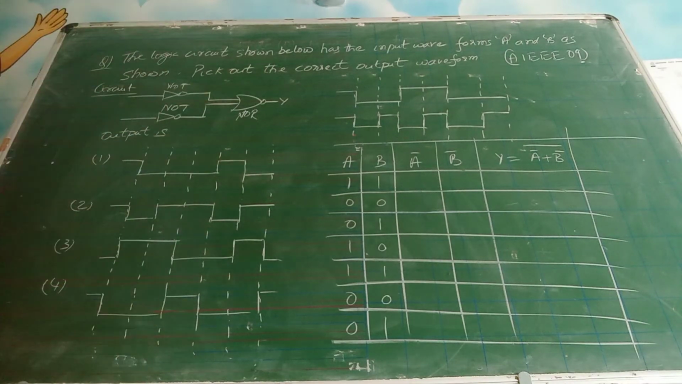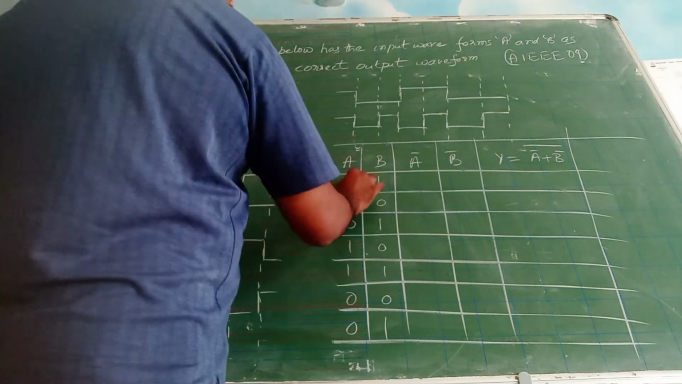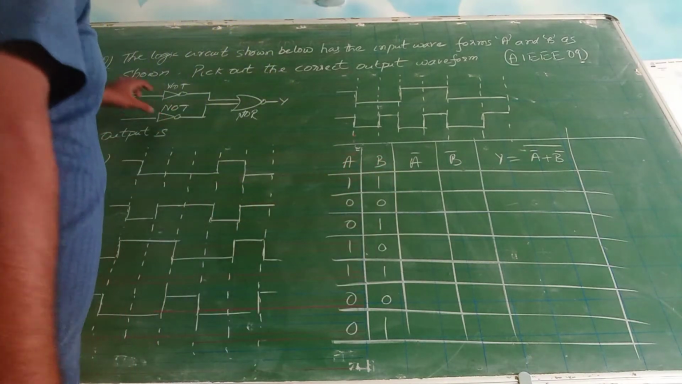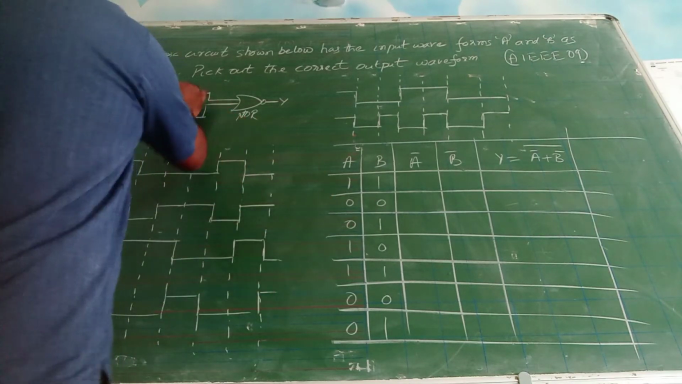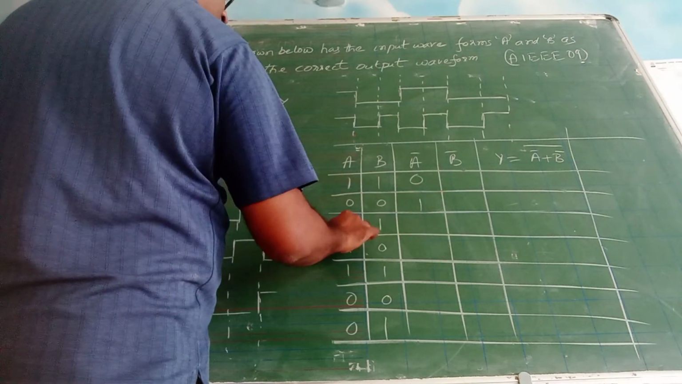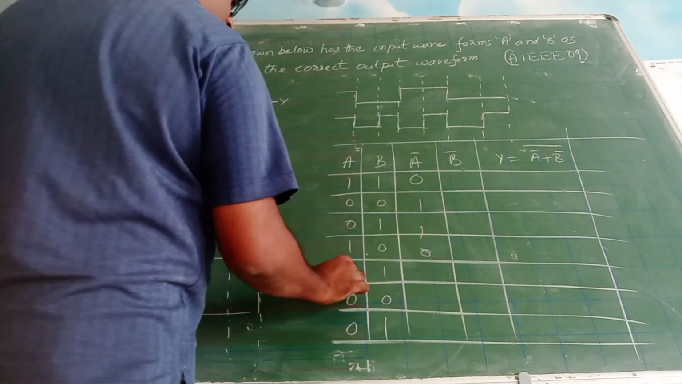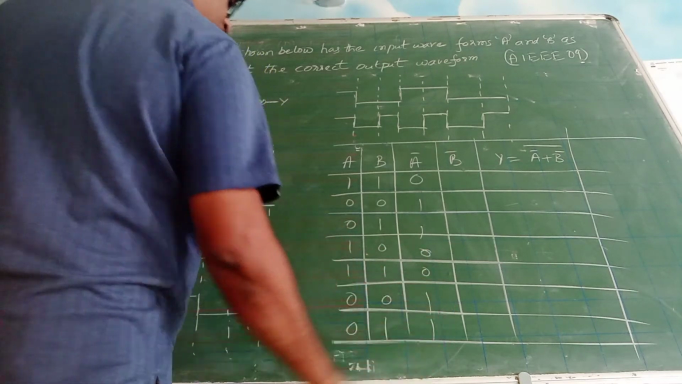So this is the input format. Okay, now we have to just fill the table. So 1 1, A and B has passed through this NOT gate. So when it passes through this NOT gate, it becomes 0. So this becomes 1, this becomes 1, this becomes 0. Inverse of 1 is 0, 0 becomes 1, 0 becomes 1.